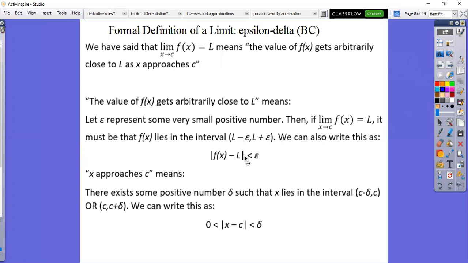What this statement is telling me is that for any number epsilon, and I can let epsilon be as small as I want, for any very small positive number epsilon, there is some delta that will get us that close to the limit. So this is the technical definition, and as x approaches c, this is technically what it means. So let's take a look at what this means graphically.